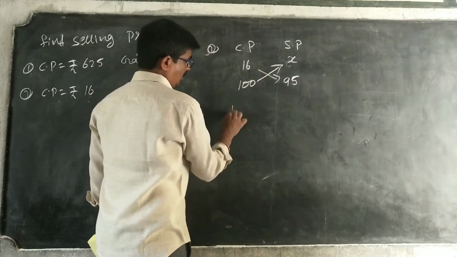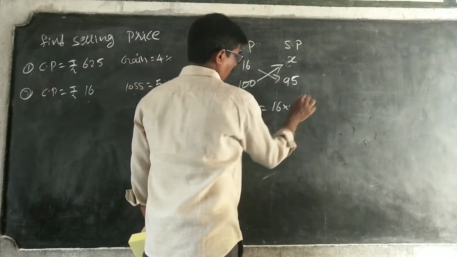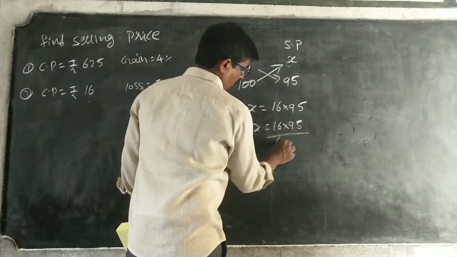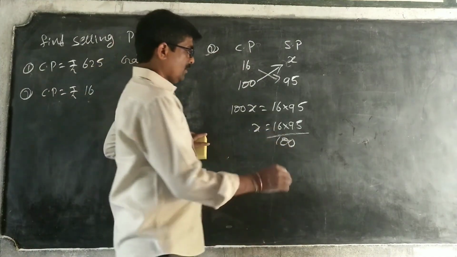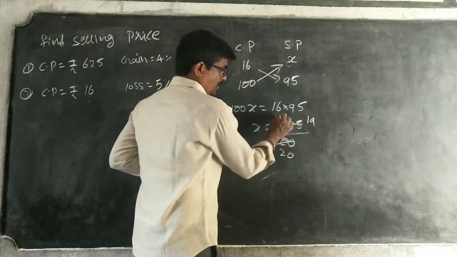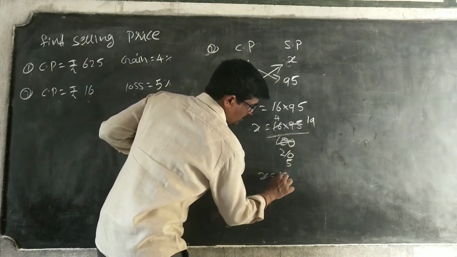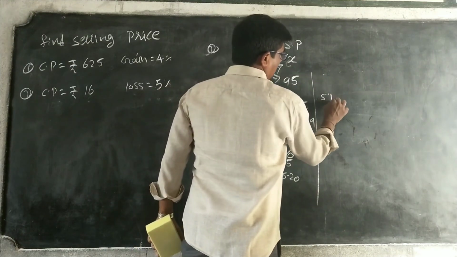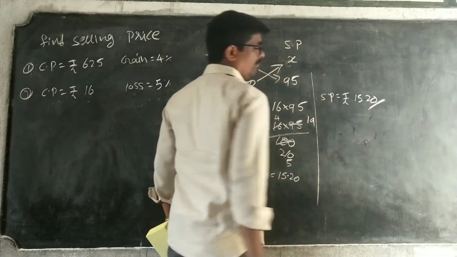Doing cross multiplication. 100 into x is equal to 16 into 95. x is equal to 16 into 95 by 100. Simple, we multiply and divide by the denominator. 5 20s are 100, 5 19s are 95, 4 4s are 16, 4 5s are 20. Simplifying, we get x is equal to 15.20. Therefore, selling price is equal to rupees 15 rupees 20 paisa.